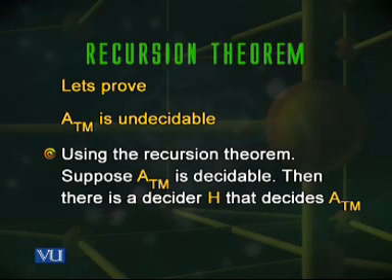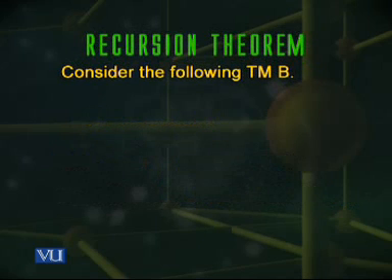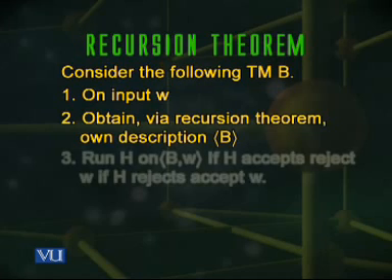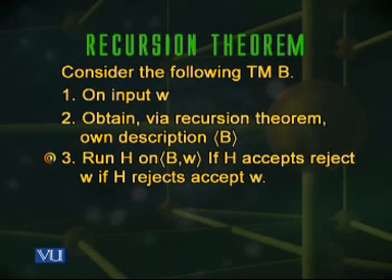Suppose A_TM is decidable. Then there is a decider H that decides A_TM. What we will do now is take this decider H and the recursion theorem to come up with a new Turing machine which we call B. Here's a description of B. On input W, the Turing machine B obtains its own description. It's allowed to do that because we have the recursion theorem. Now, B runs H on B, W.